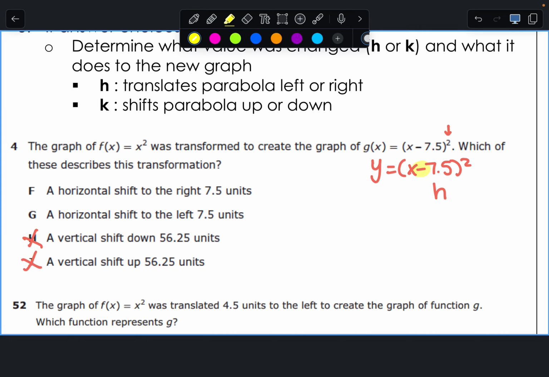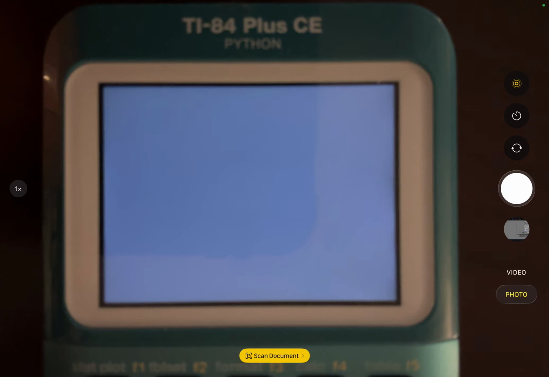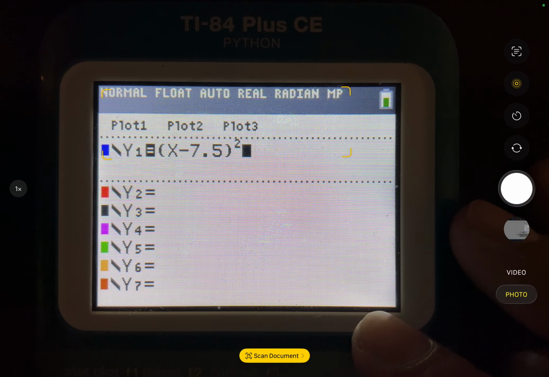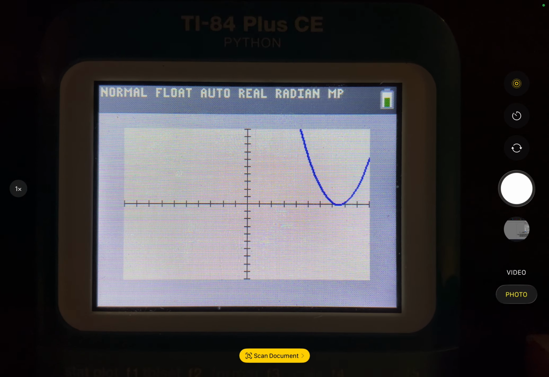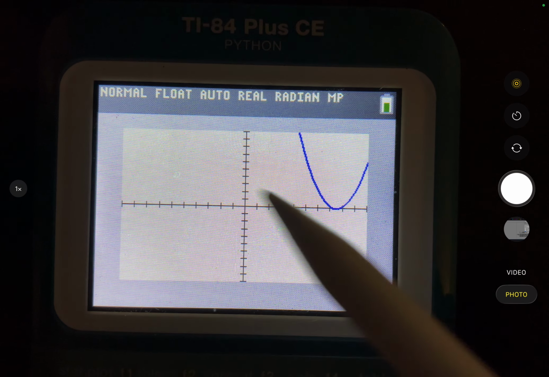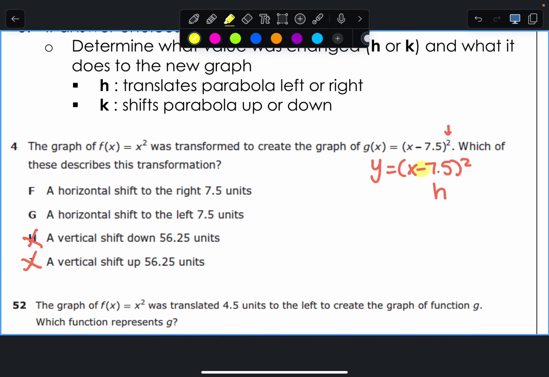Now, let's say you forget that or you don't remember that. This is an equation that you can put into y equals, and that's what I'm going to do. X minus 7.5 squared. Okay? I hit graph. Guys, quit playing. I can hear you in the video. With x minus 7.5, it moved to the right, not to the left. So don't worry about it if you don't remember how to use vertex form.